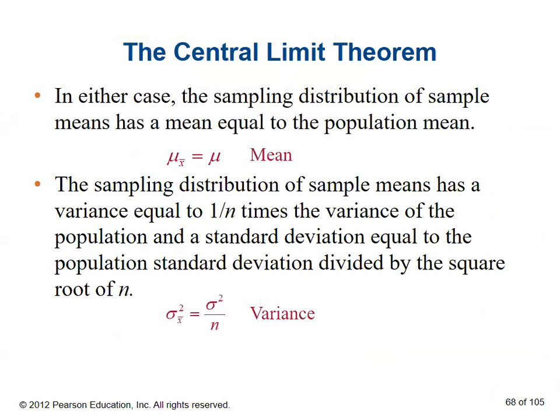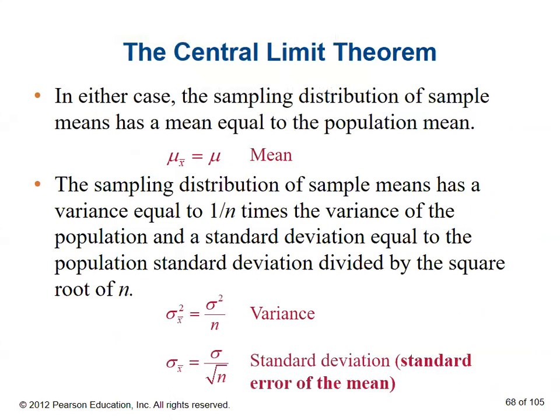Now, we'll look at some examples of this so you can see. But basically, I'm making the adjustment to the variance by dividing it by n. Since the standard deviation takes the square root, it means I've got to divide it by the square root of n. And this is typically called the standard error of the mean when we're talking about the sampling distribution of sample means. But it's really the same thing as the standard deviation. They just give it a special name because it's working with the sampling distribution.